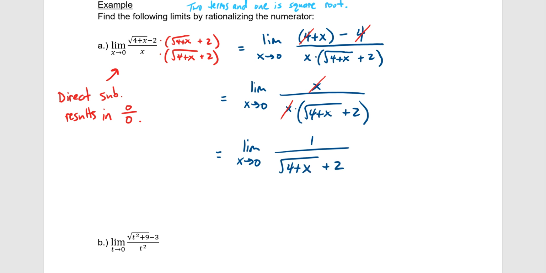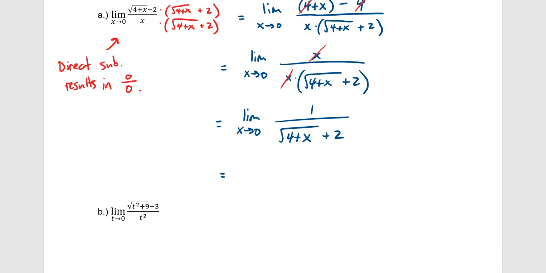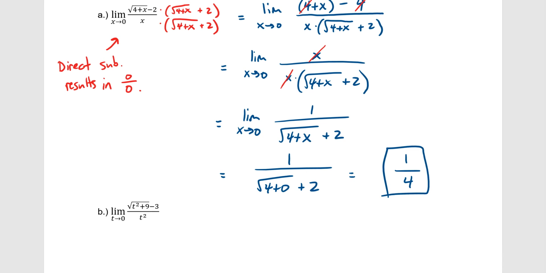And the reason why that was nice is because that x was giving us an issue, because that was the part that was making us divide by 0 after we try to plug in our 0. So basically we keep on simplifying until we can plug in our 0, and now we can. So now it's going to be 1 over the square root of 4 plus 0 plus 2, which ends up simplifying to 1 over 4. Okay, so let's do another one here.